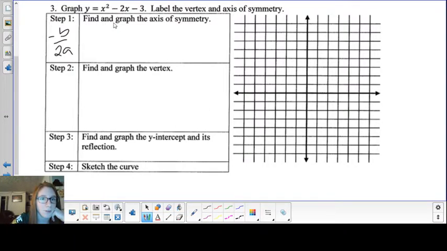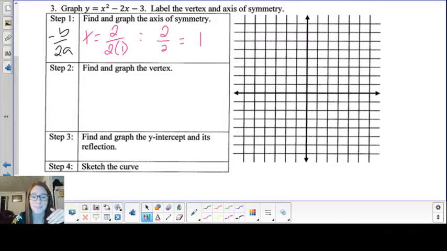So negative b over 2a. I have my a is 1, my b is negative 2, and my c is negative 3. So this is negative b, and my b is already negative. It's going to be the opposite sign. So I have x equals 2 over 2 times 1. 2 times 1 on the bottom is 2. 2 divided by 2 is 1.